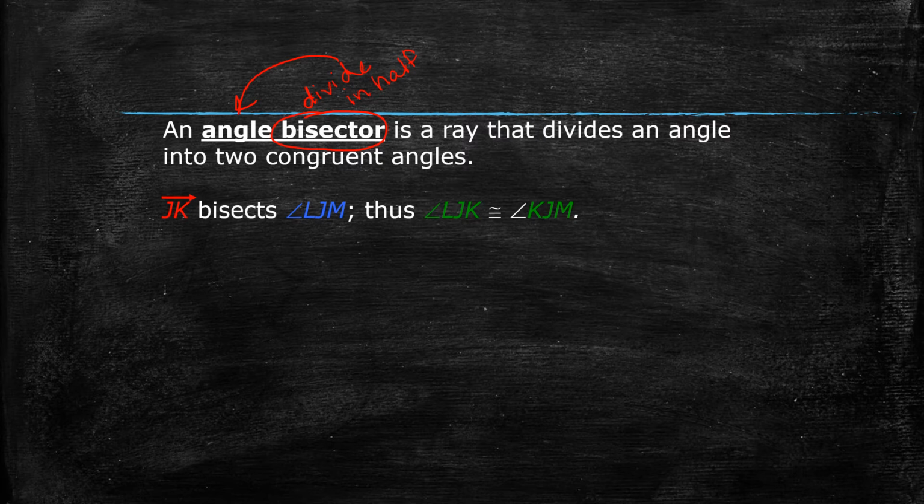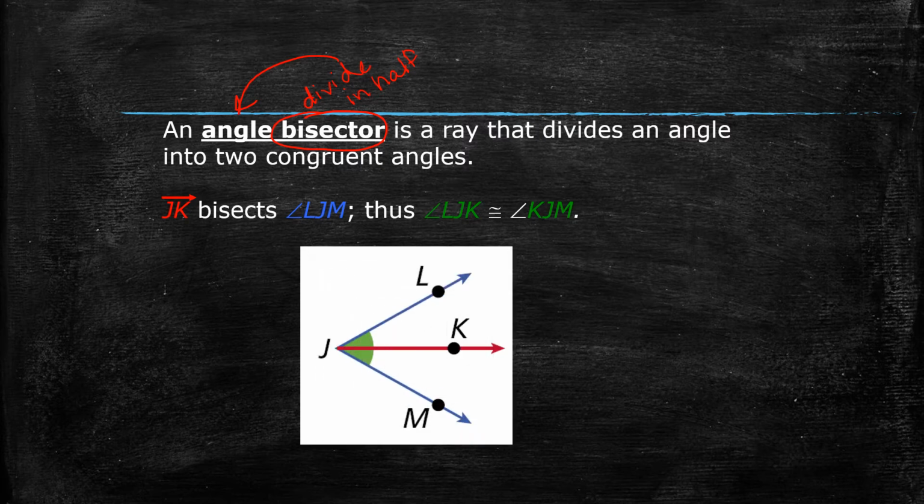So 100 split in half is 50 and 50. 20 split in half is 10 and 10. 5 split in half is 2.5 and 2.5. So we just take the value and divide it by 2. So the angle bisector is a ray that's cutting an angle exactly in half, creating two congruent parts.